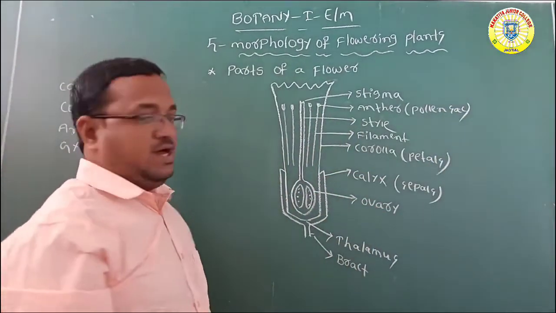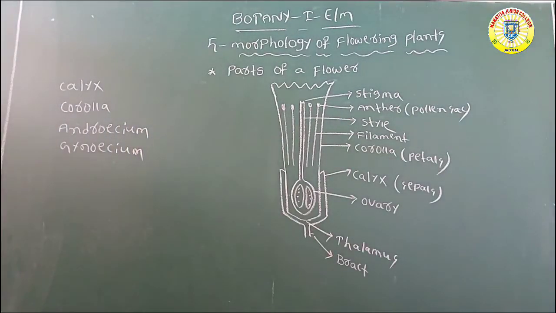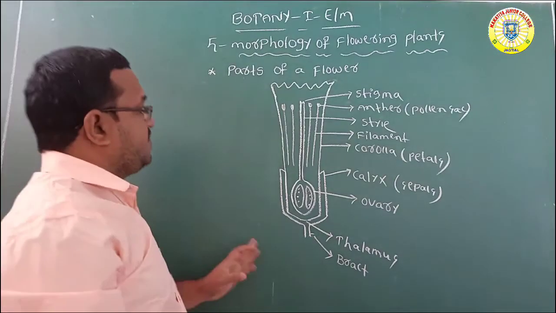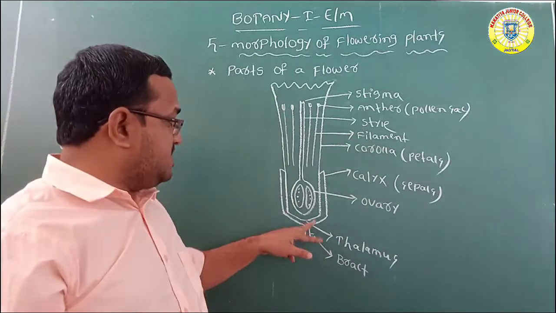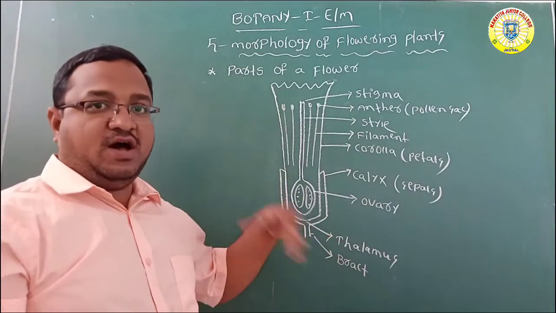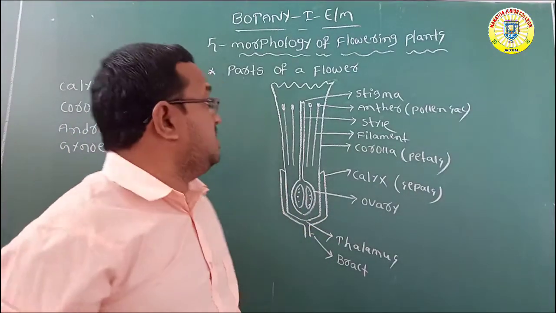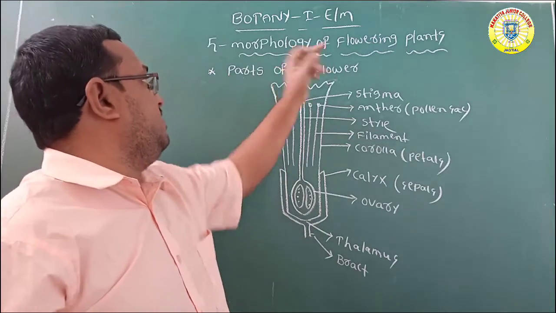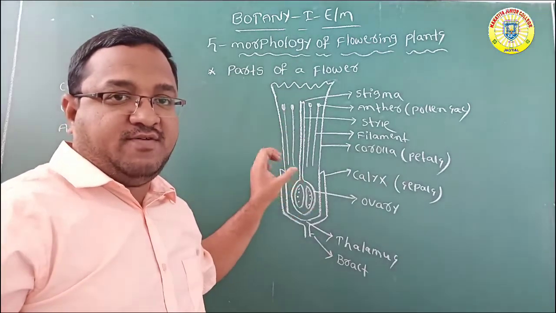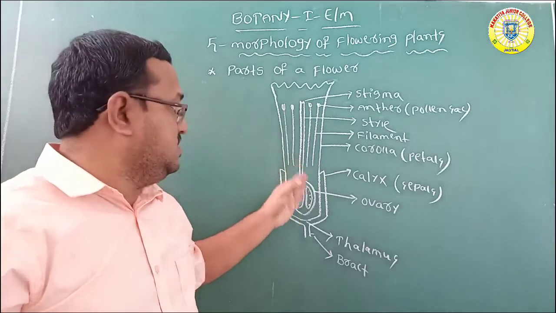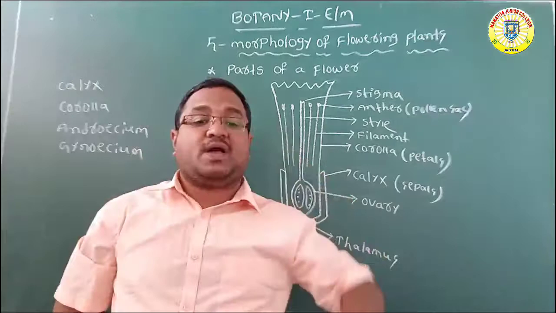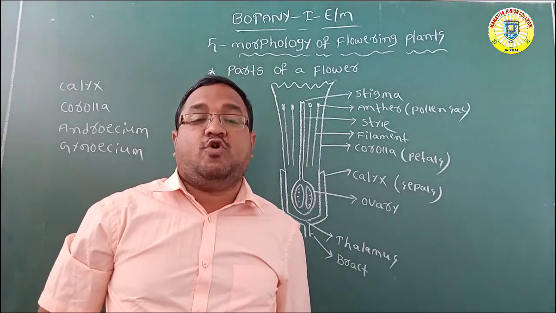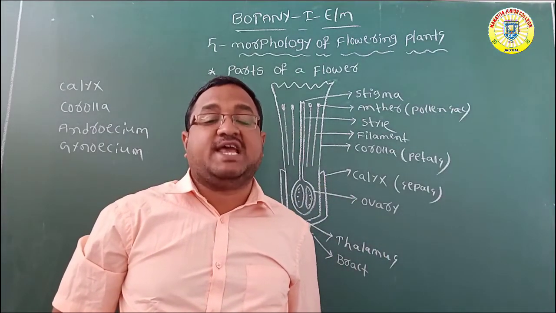So these are mainly the floral parts of a flower. Especially, this is the datura flower, and in it you can see these floral parts. On the thalamus, floral parts are arranged in 4 rows. Now we are going to start the parts of a flower, taking the datura flower as the example. Each flower normally has 4 floral whorls, meaning circles.